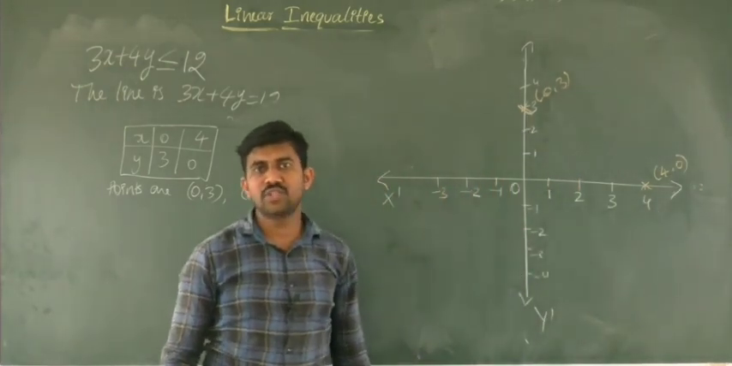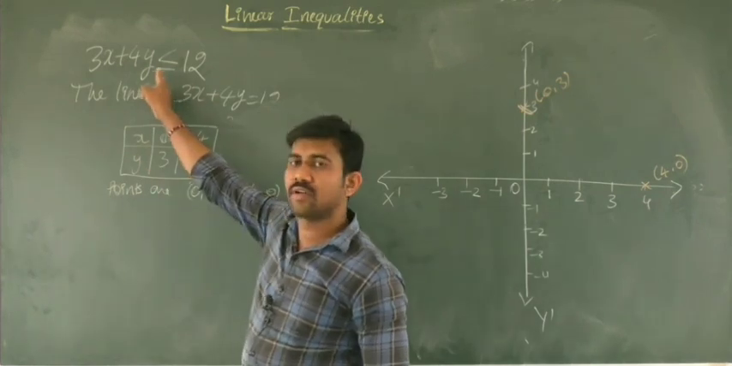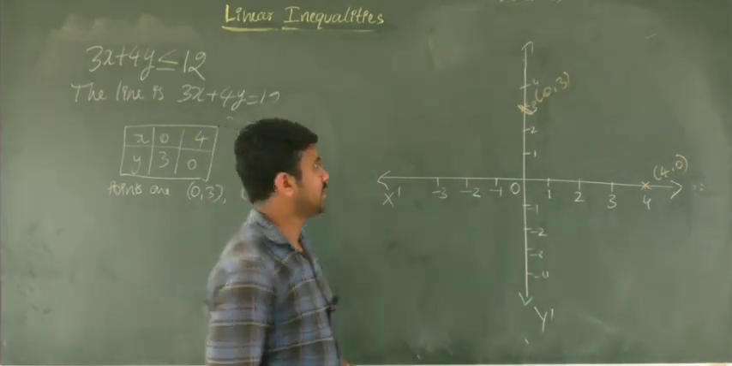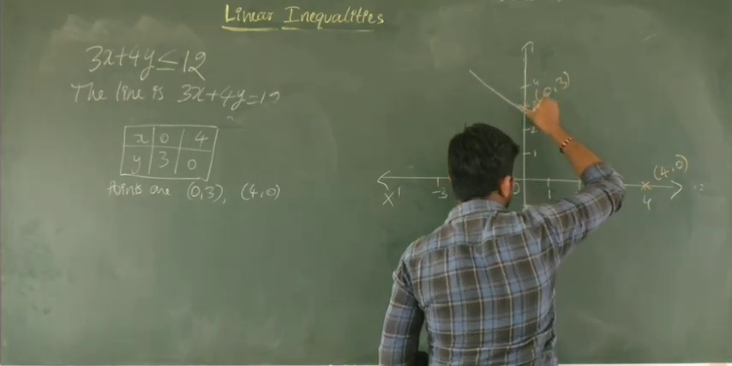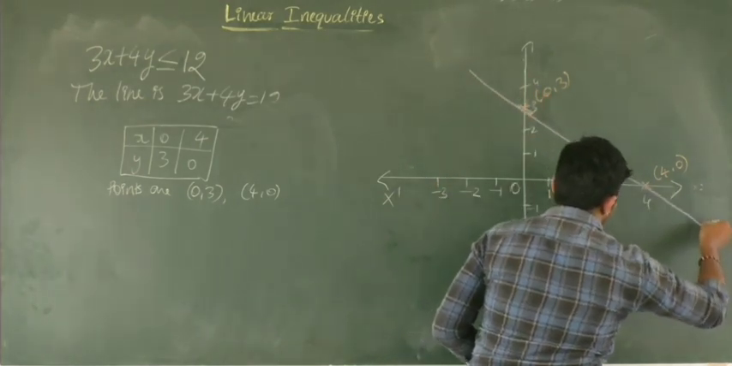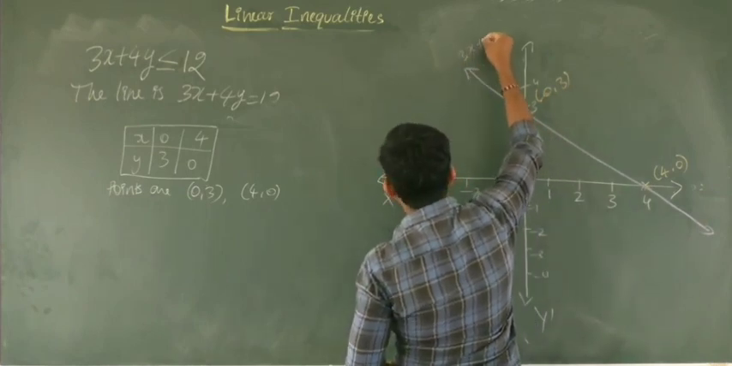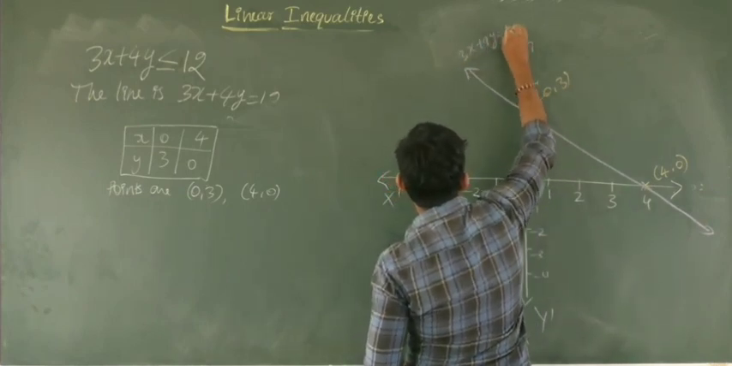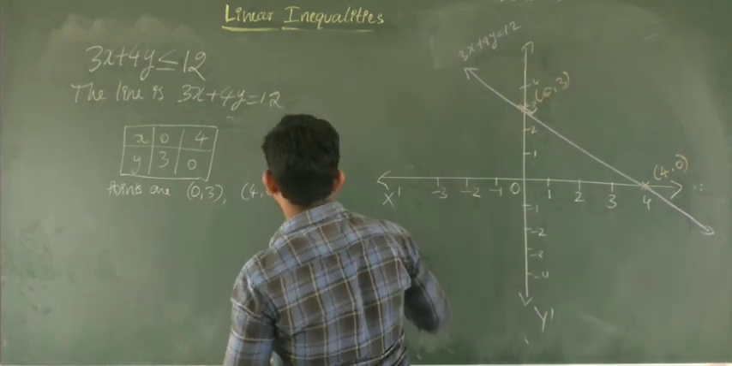Now join the points using a thick line, because this is a slack inequality. Using a thick line, join the points. This is the line you got, and this line is 3x plus 4y is equal to 12.